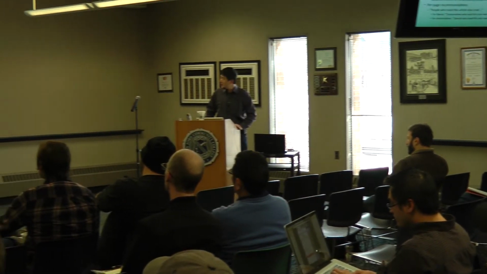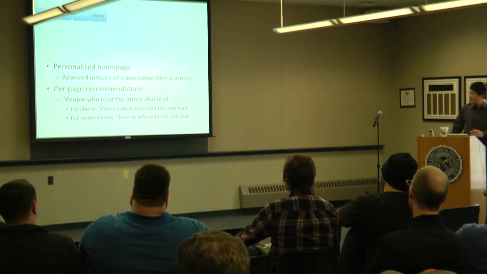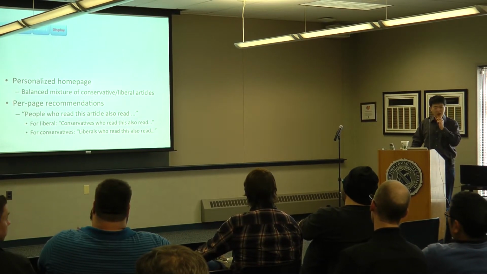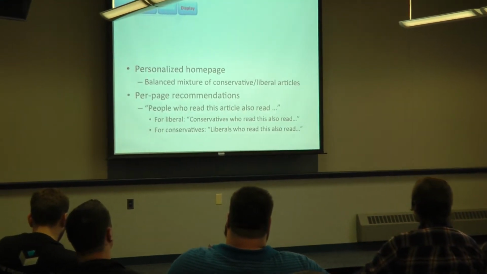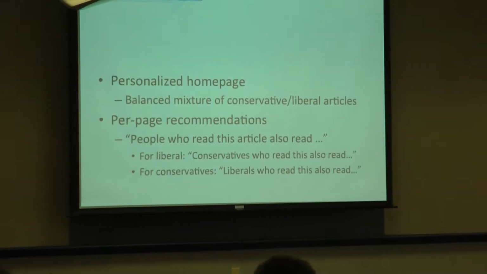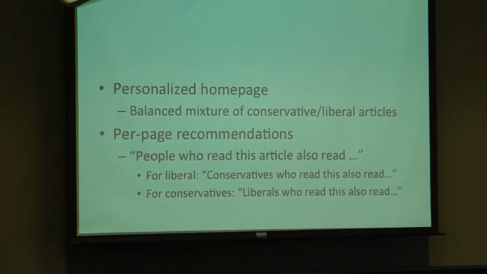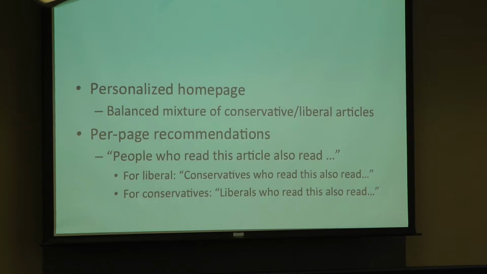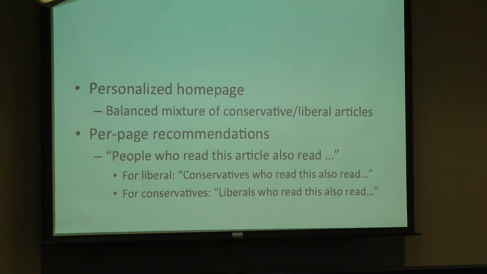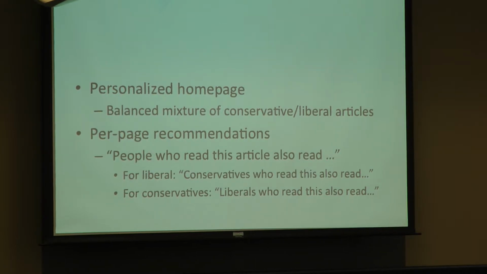The last step is to display the articles. We have 2 types of articles displayed to the audience. First, we have a personalized homepage. We basically show a balanced mixture of conservative and liberal articles. If you're liberal, you would see some conservative articles on the homepage. And if you're conservative, you would see some liberal articles on the homepage. That's the first thing we did there.